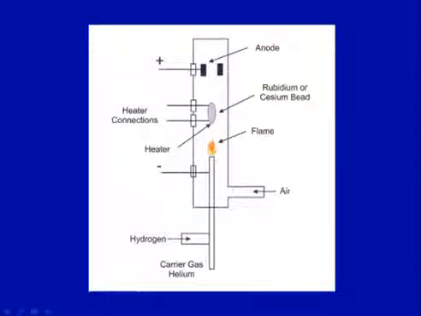So, here there is a simple schematic. It is like the FID only, there is a detector here, there is a flame, which is a cooler flame, like I said. There are heater connections, there is a rubidium or cesium bead here, and an anode which is the collector here. As the analytes are ionized here, mostly nitrogen and phosphorus compounds, the signal can be recorded here.